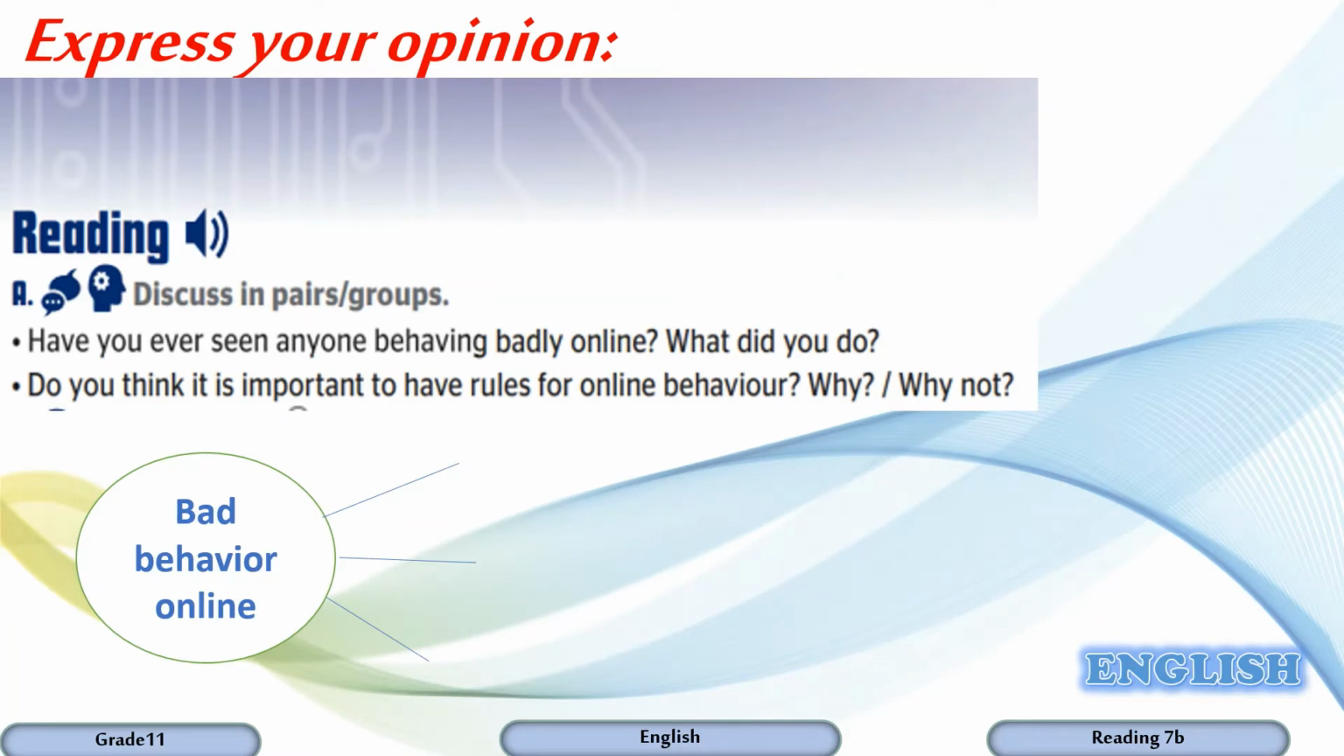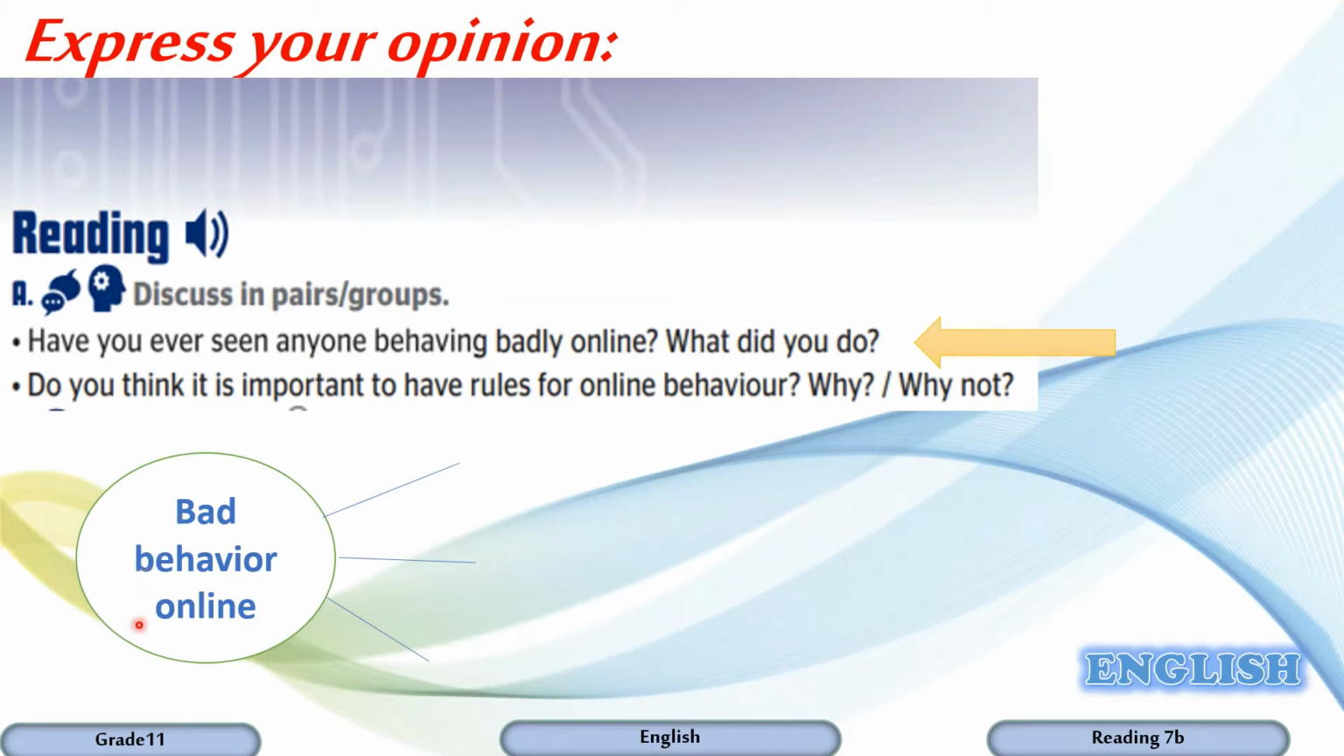Now, please make sure to have your student books open on page 104. We are going to answer activity number A. Let's get started with the first question. Have you ever seen anyone behaving badly online? What did you do? What does it mean?